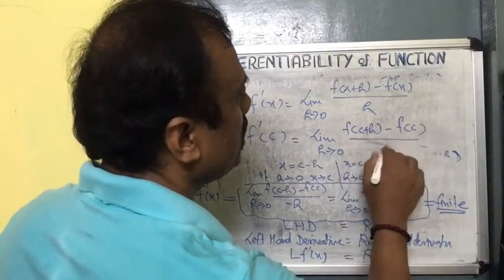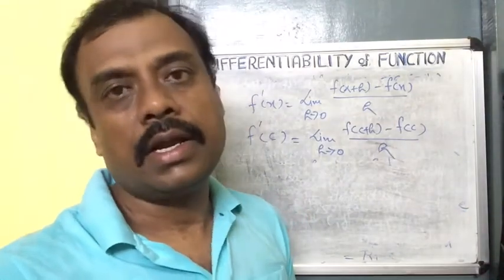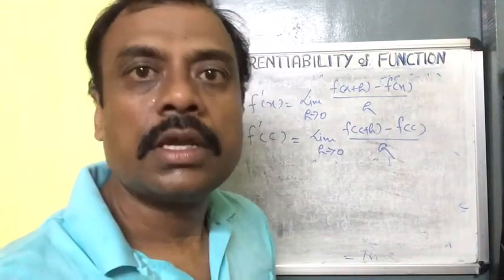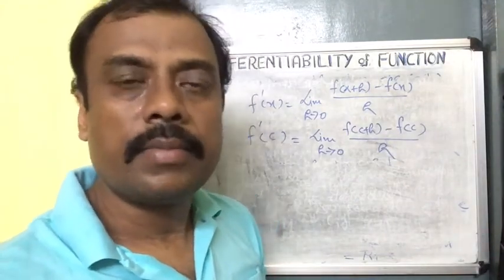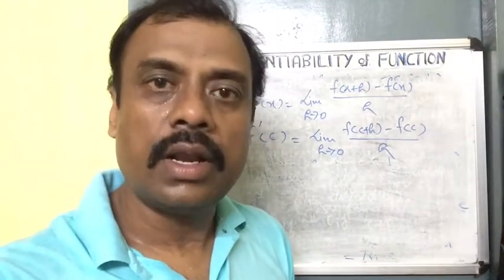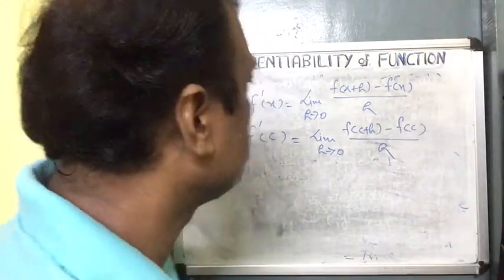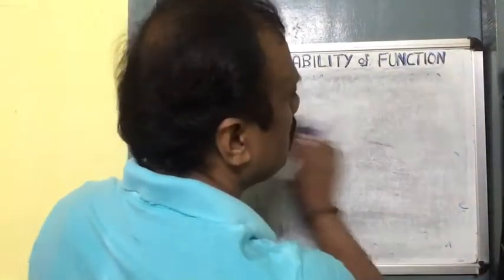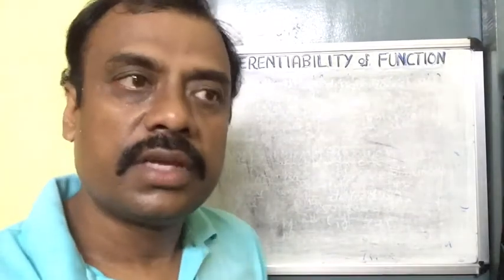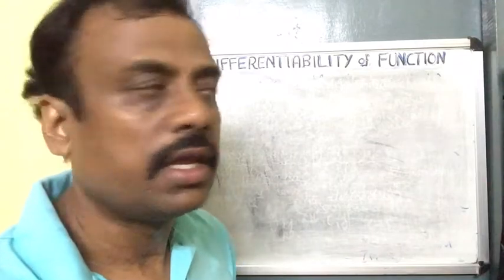A function is said to be differentiable if it is differentiable at every point of its domain, and a function is differentiable at a point means its left hand derivative and right hand derivative are equal and finite. Its value is finite. Okay, now let us try to understand what is the meaning of a derivative at a point of a function geometrically.